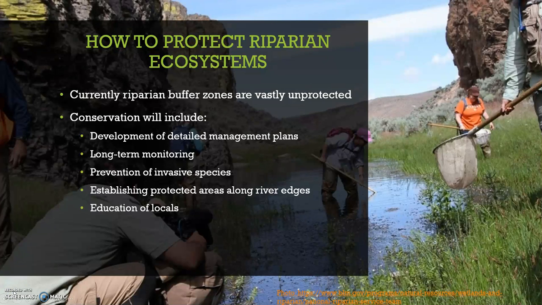Finally, we get into the conservation aspect of my project. To narrow it down, I've included a slide on how to protect riparian ecosystems. Riparian ecosystems are one of the most underprotected ecosystems to date. Conservation of these sites will include the development of detailed management plans that are site-specific, long-term monitoring, and prevention of invasive species. It is also necessary to establish protected areas along the edges of rivers and prevent development there.